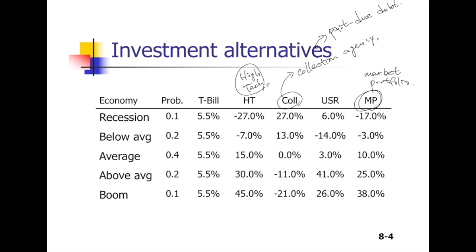The best case is USR. The USR means US Rubber Company, a tire recycling company. As you can see, it has a very strange expected rate of return. In the market recession, their return is higher than the market portfolio, and in the boom, it is lower than the market portfolio.